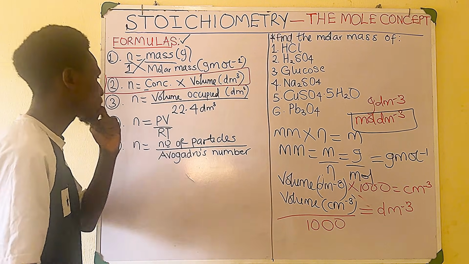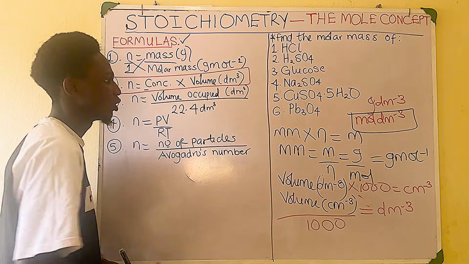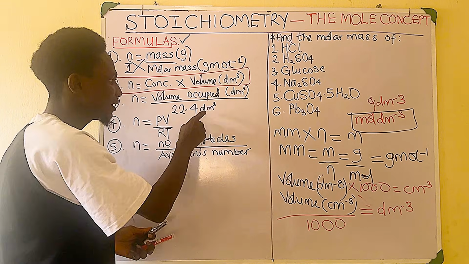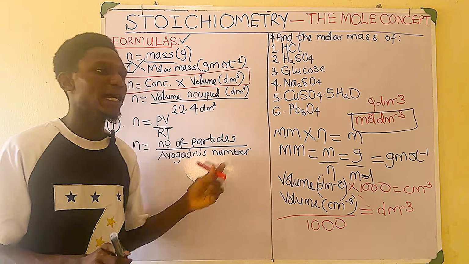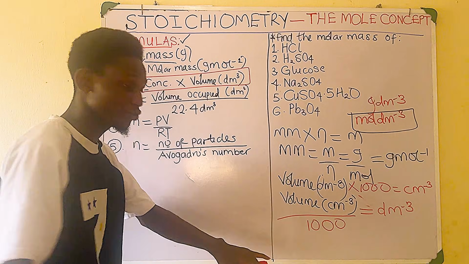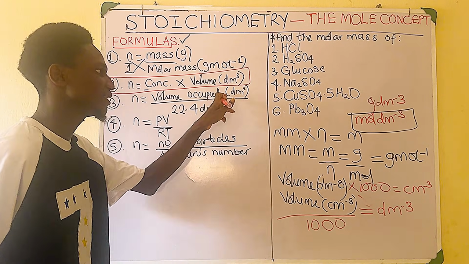Now, the next one: number of moles equals volume occupied divided by 22.4 dm cube. Volume occupied in dm cube and this one in dm cube. Let me tell you something. If they give you volume in cm cube, you have to convert to dm cube. You understand? Divide by 1000, because they usually give you the cm cube, to be honest. So you have to divide by 1000 so you can be in dm cube.